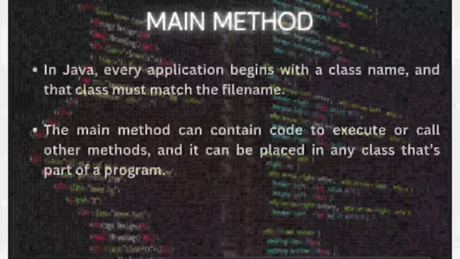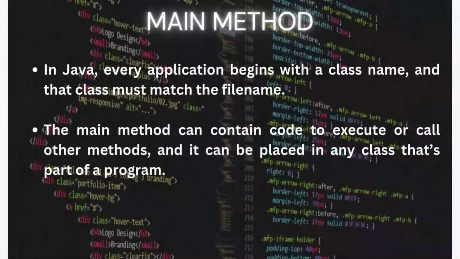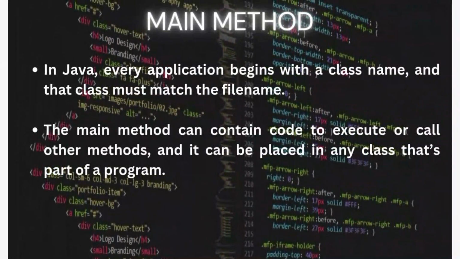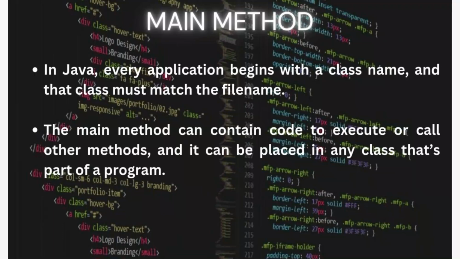So in Java, every application begins with a class name, and that class name must match the file name. When you create a class in Java, the class name must match the file name, and the application begins with a class. Java is object-oriented, and so it is class-based. So when you are thinking about writing an application, what should come to your head is class.